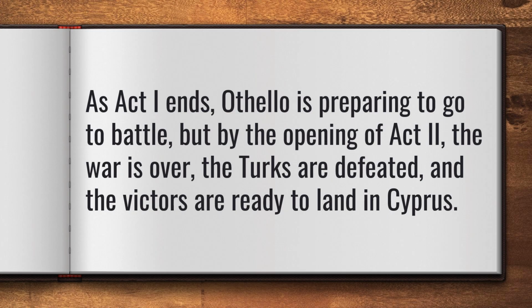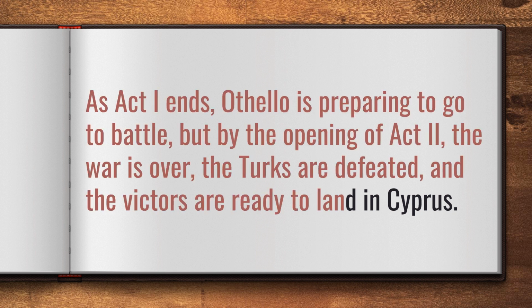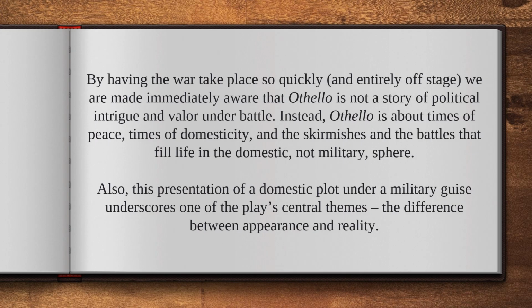As Act 1 ends, Othello is preparing to go to battle. But by the opening of Act 2, the war is over. The Turks are defeated, and the victors are ready to land in Cyprus. By having the war take place so quickly and entirely offstage, we are made immediately aware that Othello is not a story of political intrigue and valor under battle. Instead, Othello is about times of peace, times of domesticity, and the skirmishes and the battles that fill life in the domestic, not military, sphere.